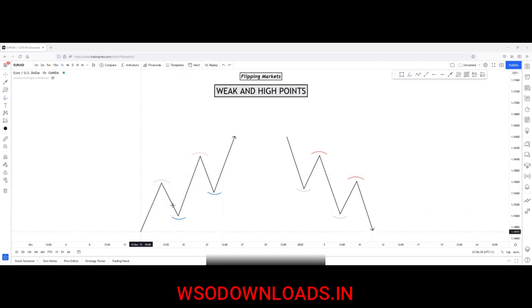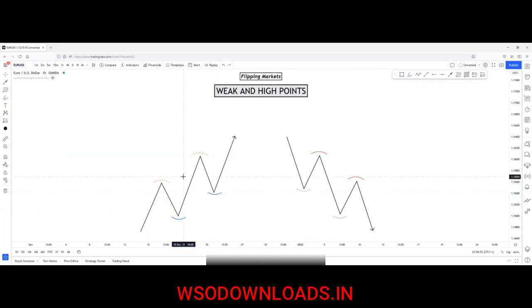So as you can see in this example, price is moving in an uptrend, breaking structures to the upside. Price broke structure here. So this means it created a strong low. This will be our strong low. Price created another break of structure here. So this means it created a new stronger low, which will be this one.